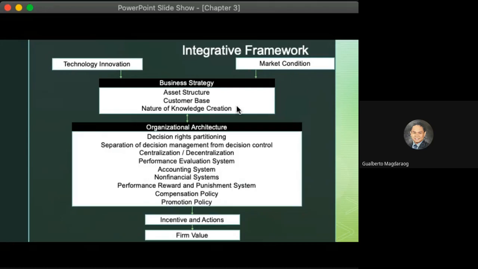Will change if there are changes in market condition, if there are changes in technology in the market. Okay, if there are innovations in technology, pagka may changes dyan, your strategy will change also. Your business strategy will change also.